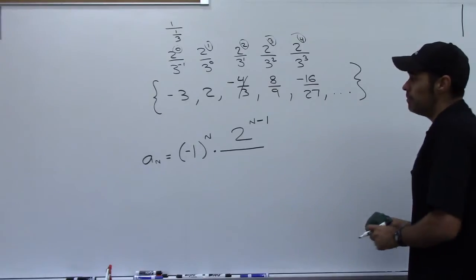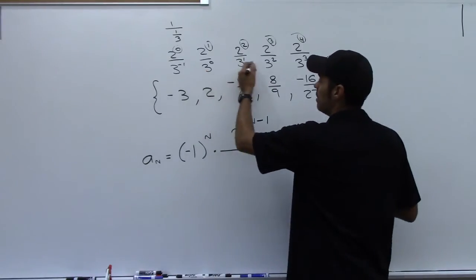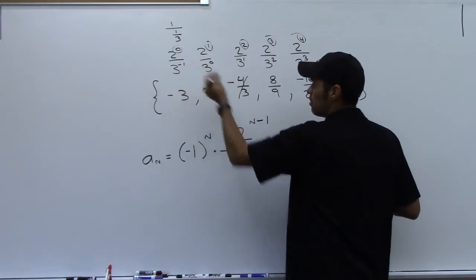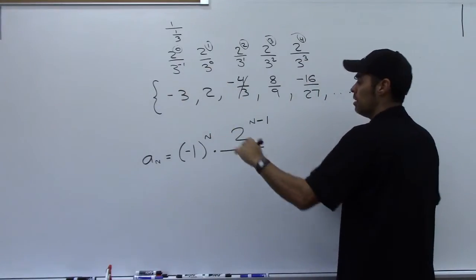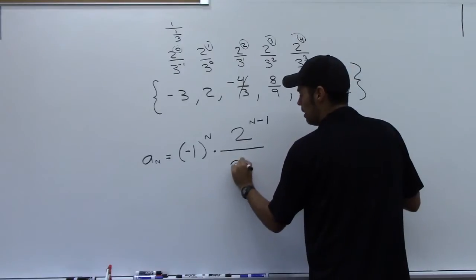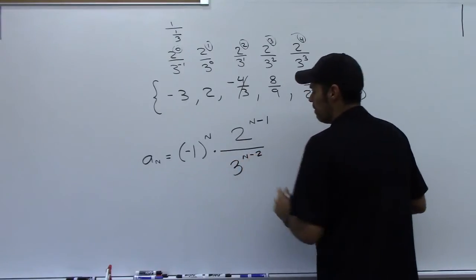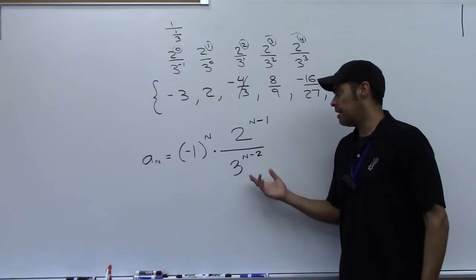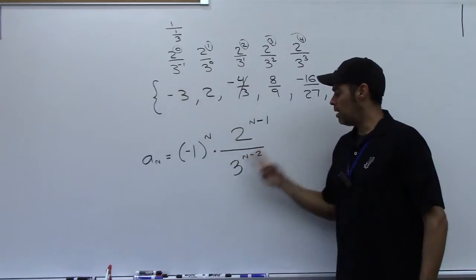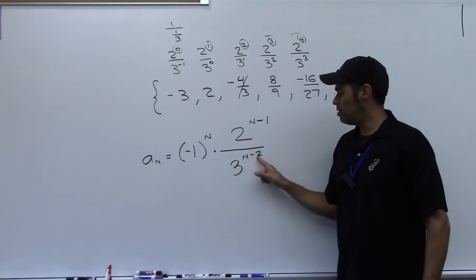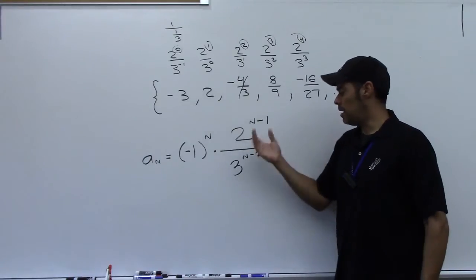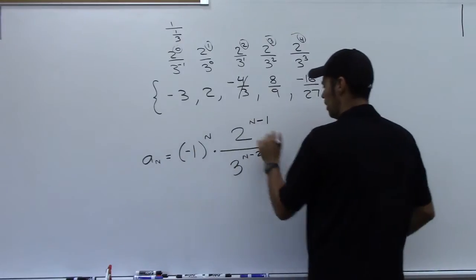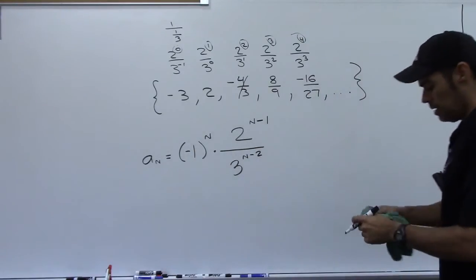Now on the bottom, it's even worse. These are the counting numbers, right? 1, 2, 3, 4, 5, but I need to start at negative 1, so I need to shift it over by 2 to the left. So it'll be 3 to the n minus 2. So if I plug in 1, I get 1 minus 2 is negative 1. That'll give me this one. When I plug in 2, I'm going to get 2 minus 2 is 0, and that gives me this one. And then it will continue. So this right here appears to be the formula, and we can just box that up and be done.